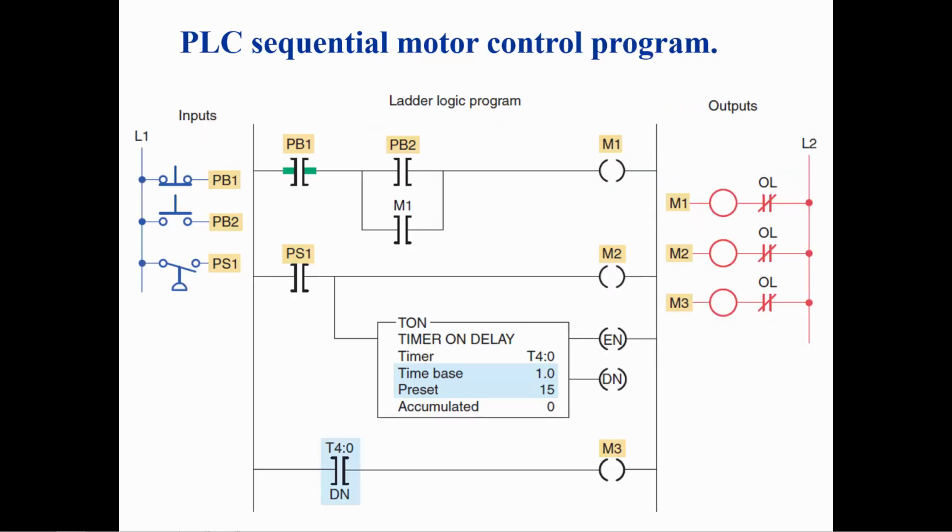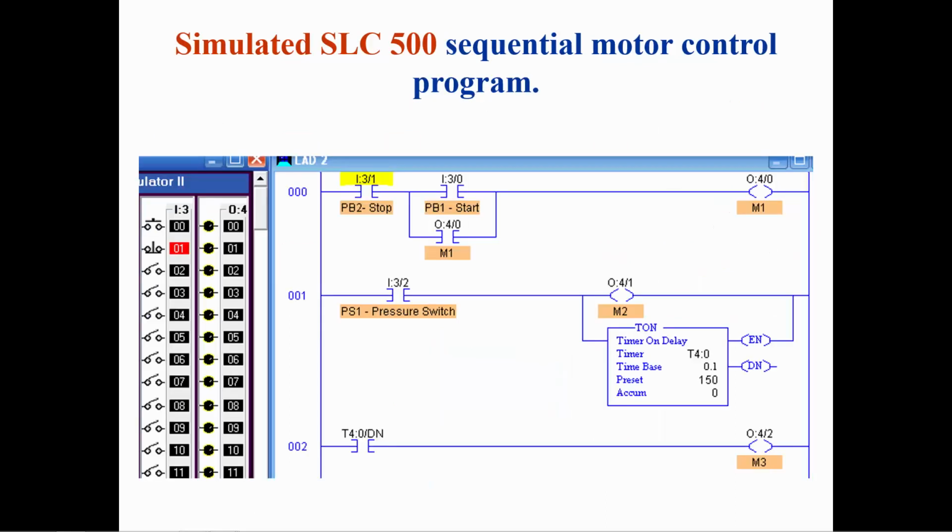This is the ladder logic implementation of the previous hardwired relay circuit. This is the simulation of the sequential motor control. The action of PS1 pressure switch is also simulated by manually closing I:3/2 about 6 seconds after M1 has been turned on.